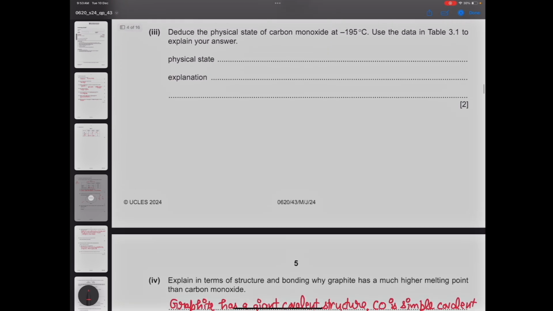So the physical state is liquid. Now, next part, explain how did you figure this out? You can just clearly mention that the melting point is below negative 195 degrees Celsius, and the boiling point is above negative 195 degrees Celsius. So liquid lies in between.